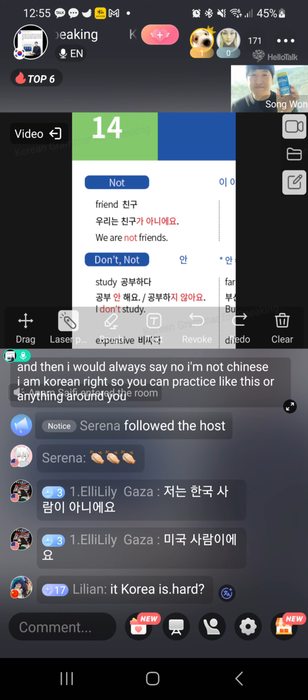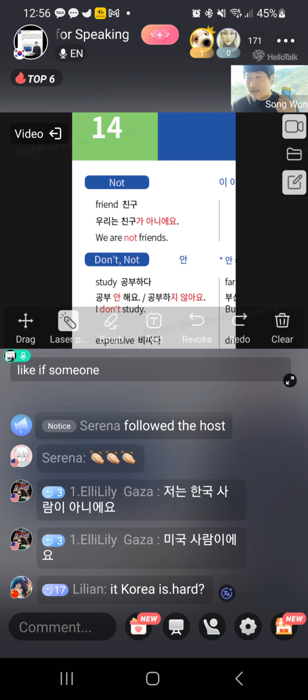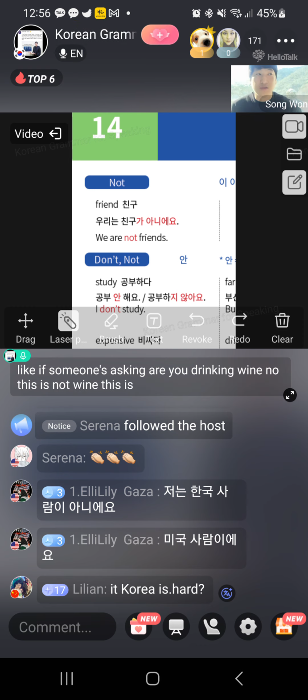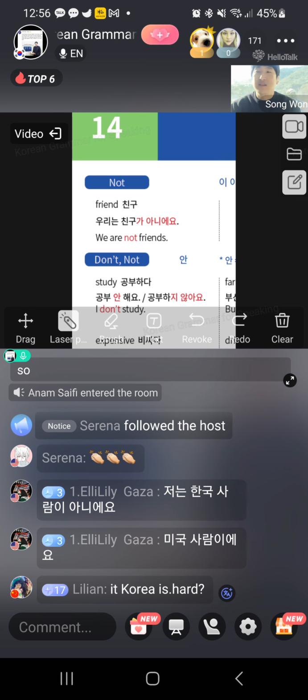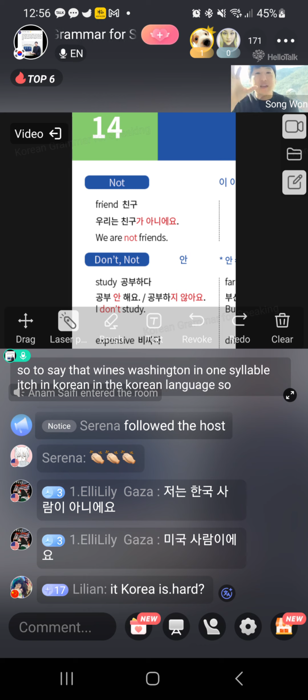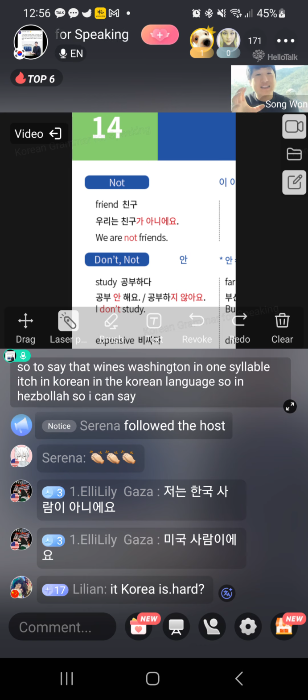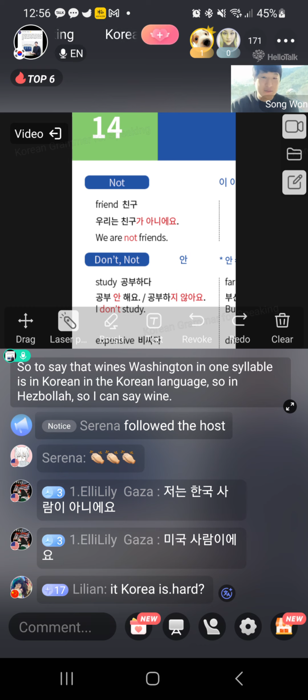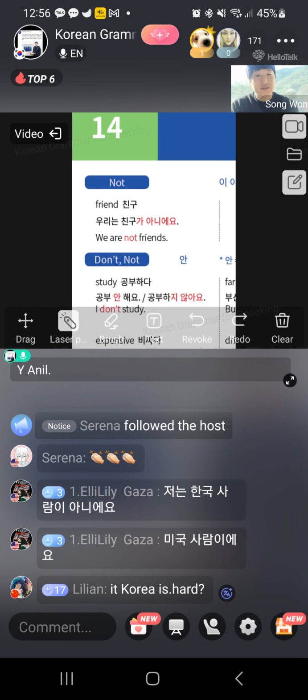So you can practice like this with anything around you. I'm drinking this one. If someone's asking, are you drinking wine? No, this is not wine. This is coffee. To say that, wine, 와인, one syllable each in the Korean language. 인 has a bottom letter, so I can say 와인이 아니에요. It's coffee.